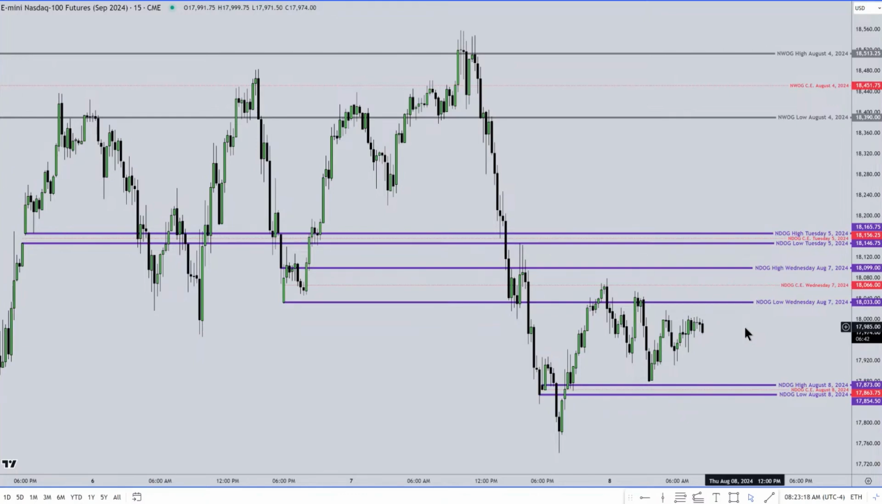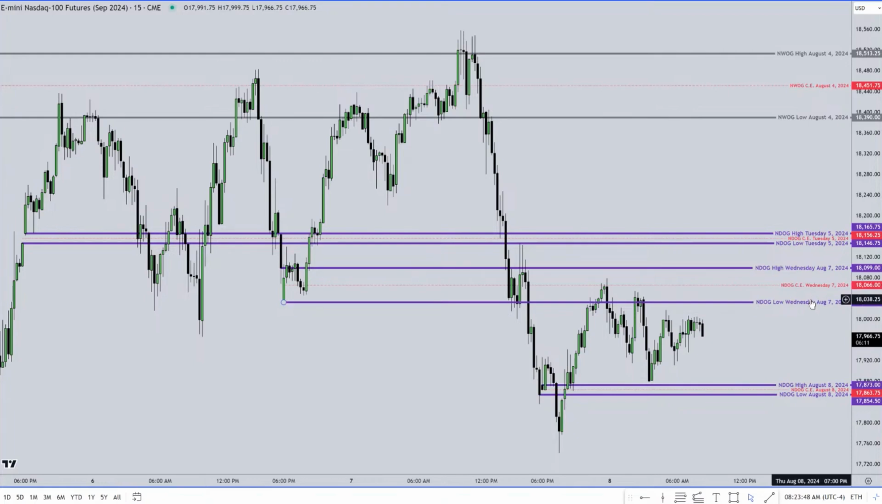I'm going to scroll back real quick and show you where the new week opening gap high, the consequent encroachment, which is the midpoint between the high and the low, is labeled, as you can see here, okay? And then here is Tuesday's new day opening gap, which you get on Monday at 6 p.m. Eastern Standard Time.